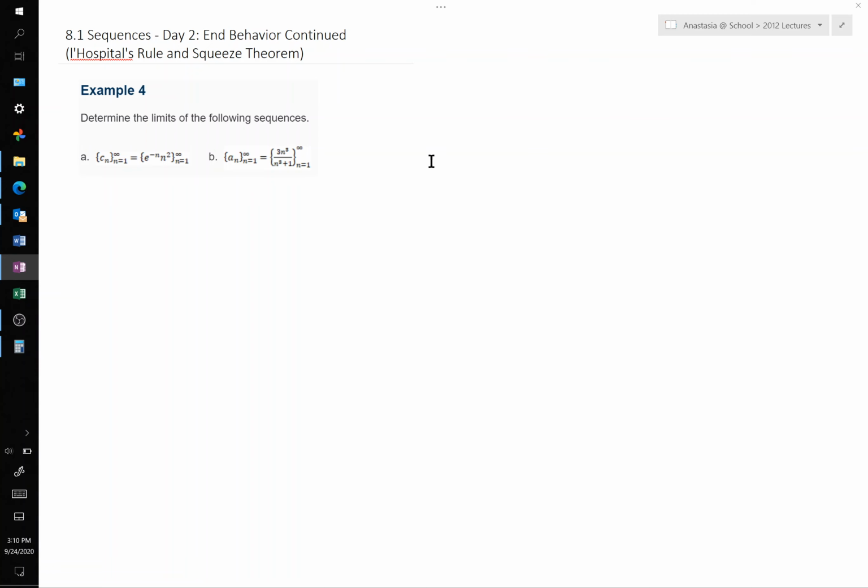So L'Hopital's rule does apply to limits with sequences, but you have to be a little careful with your notation because of the fact that sequences aren't continuous functions. They are functions, but they're not continuous functions. So if you have your sequence defined as some function of n, then you need to evaluate the limit as n goes to infinity of a sub n to find the end behavior, but you need to rewrite this in terms of a continuous variable x and evaluate the limit as x goes to infinity of f of x.